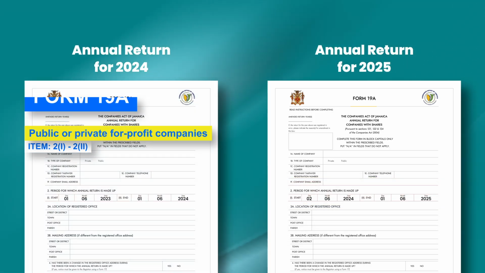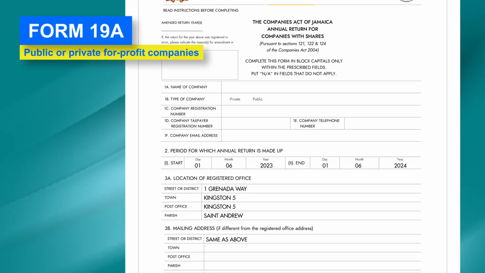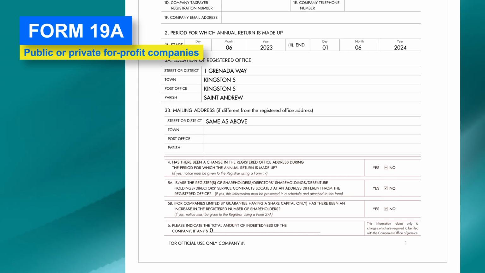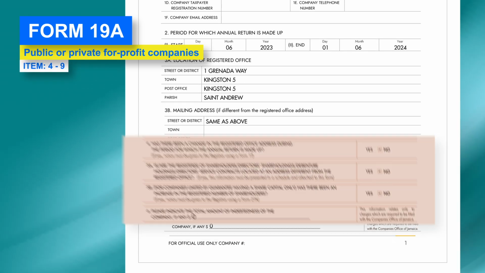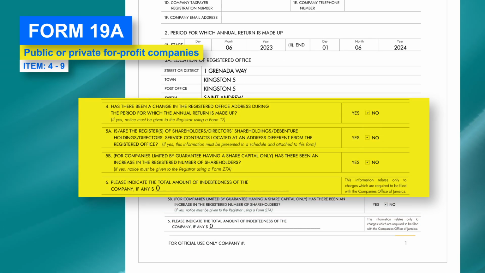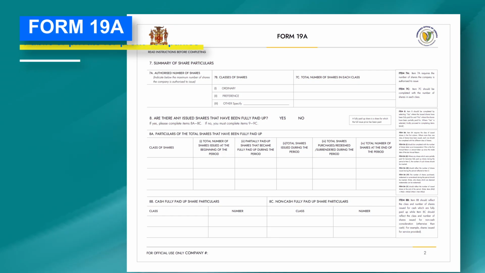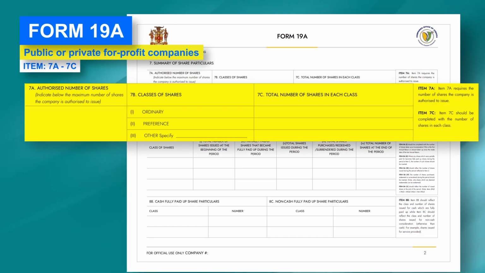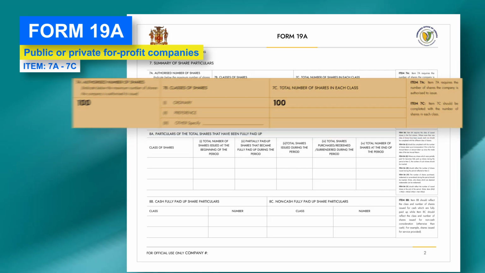Now, let's focus on Form 19A. If you are operating a company with shares, you must use Form 19A. Items 4 to 9 cover information on the company's shares. Item 7A must have the maximum amount of shares your company can issue, and Item 7C must have the maximum number in each class or type of shares, ordinary, preference, etc.